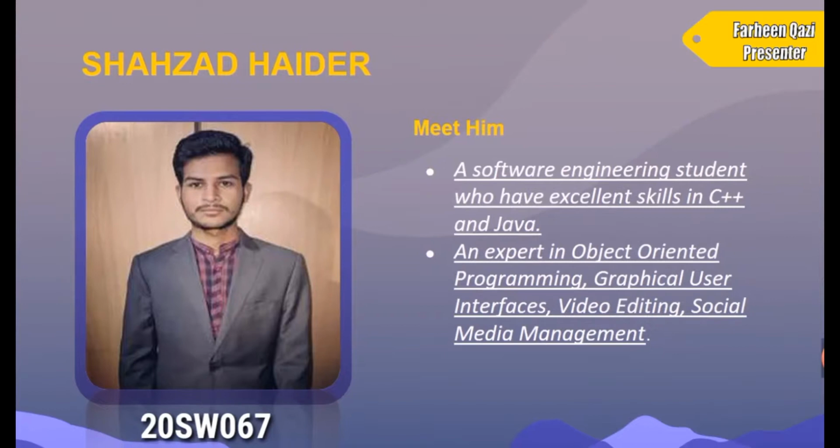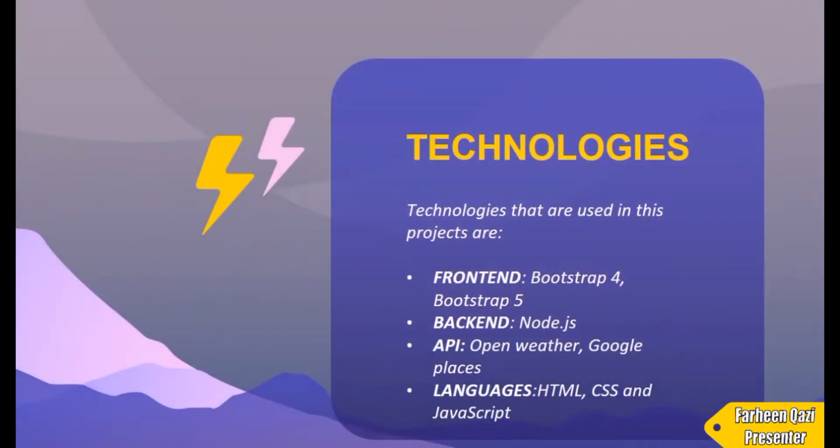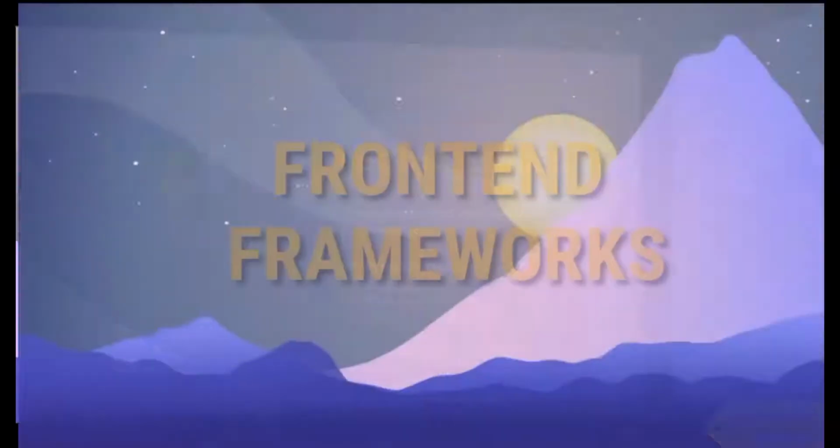So if I talk about technologies used here for the development of the website, in front end we have used Bootstrap 4 and Bootstrap 5, in back end we have used Node.js, and the APIs that I used are OpenWeather and Google Places, and we have used HTML, CSS and JavaScript languages.